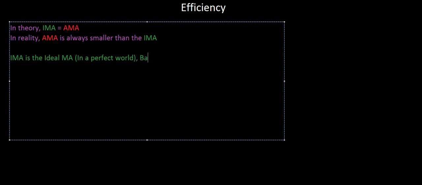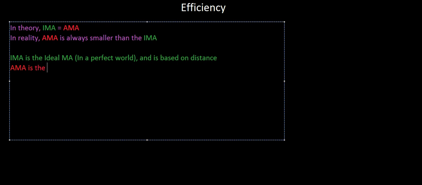And since the IMA is based on distance, it's not really affected by friction. So yeah, the IMA is the ideal mechanical advantage and is based on distance. And distance is not really affected by friction in a system where energy is lost, which is basically every system.